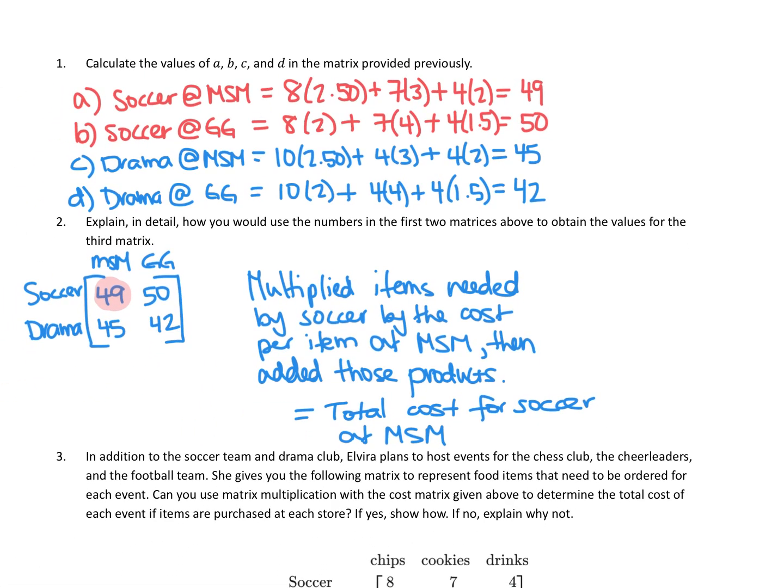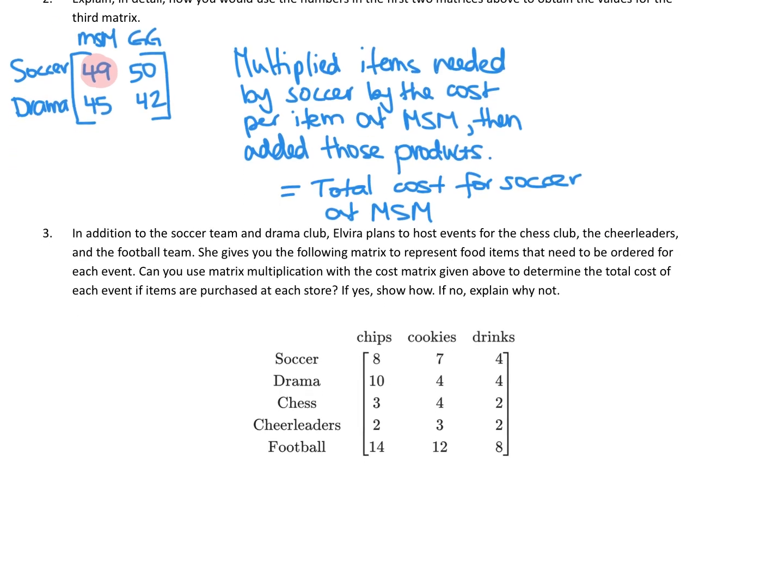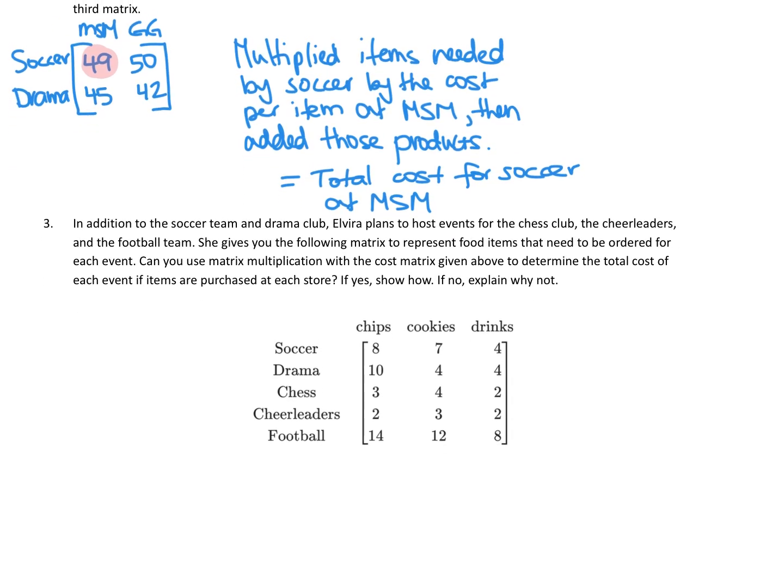Number 3 says, in addition to the soccer team and drama club, Elvira plans to host events for the chess club, the cheerleaders, and the football team. She gives you the following matrix to represent food items that need to be ordered for each event. Can you use matrix multiplication with the cost matrix given above to determine the total cost of each event if items are purchased at each store?